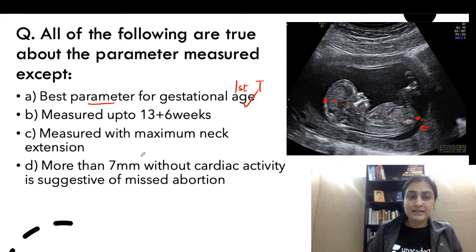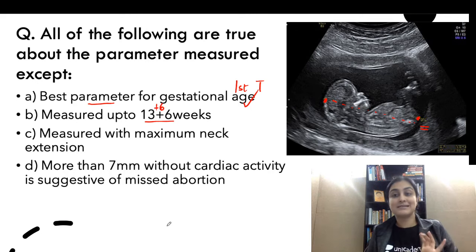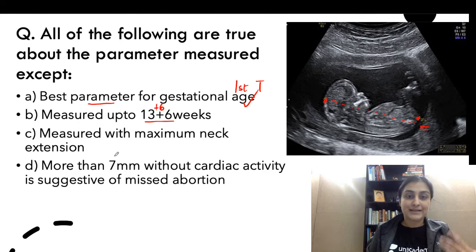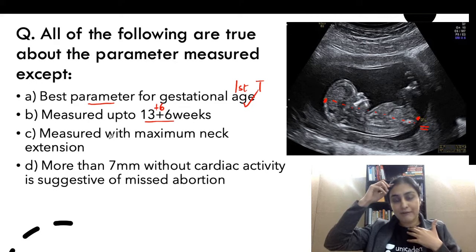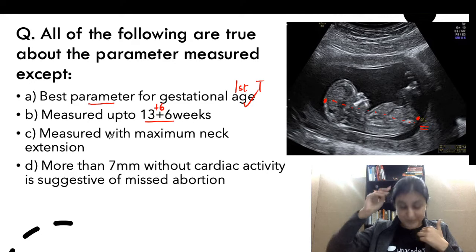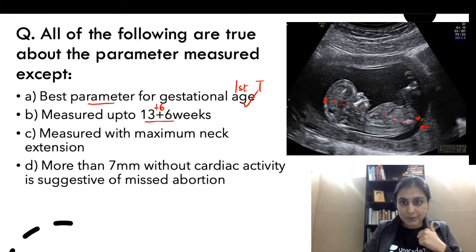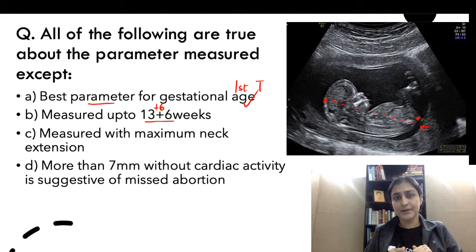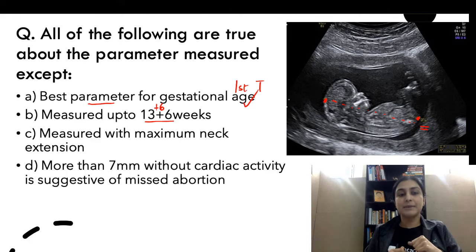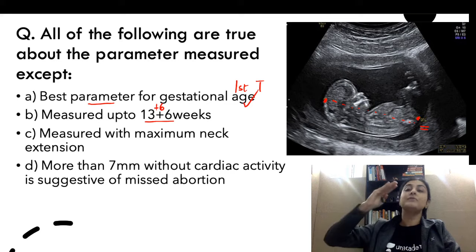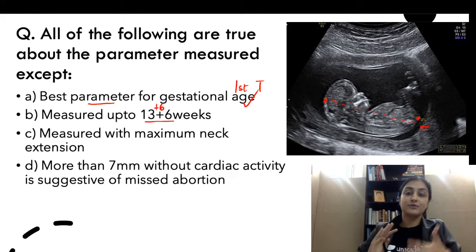Second, when is it measured till? It is measured only in the first trimester, up to 13 plus 6 weeks, basically 13 weeks plus 6 days. Is it measured with maximum neck extension? Now you have to understand that when the fetus flexes the neck, what will happen to the crown rump length? It will apparently reduce. When the fetus is in maximum extension, what will happen? The crown rump length will seem falsely increased.